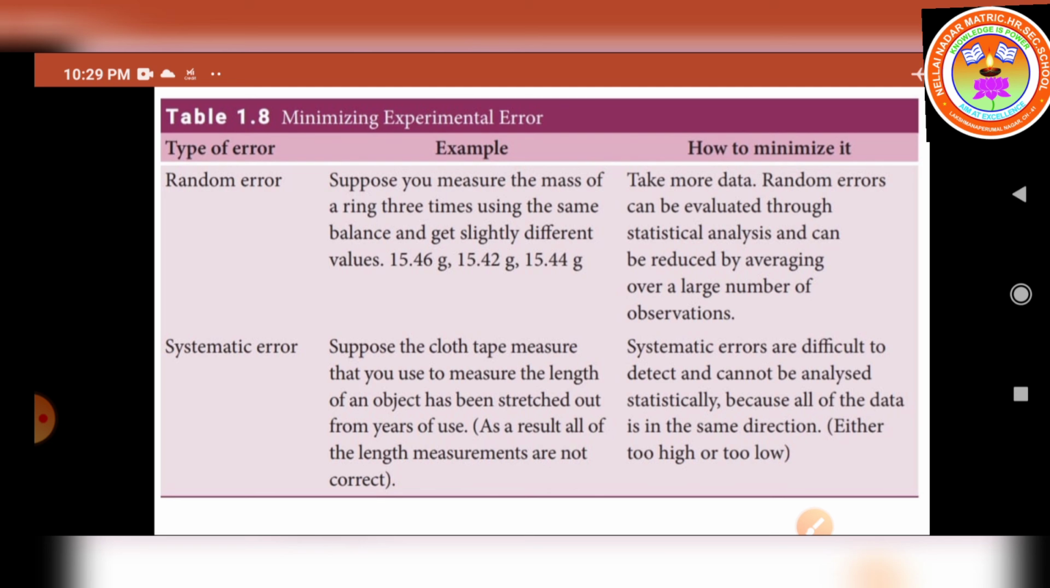It's one of the important 5-mark questions. Write the types of errors. Okay, explain the types of errors.